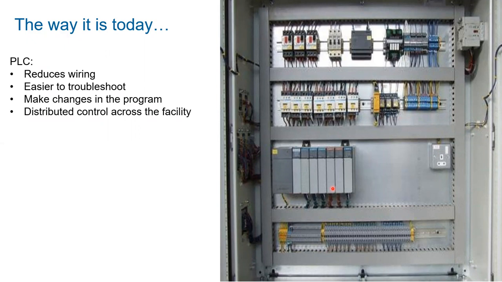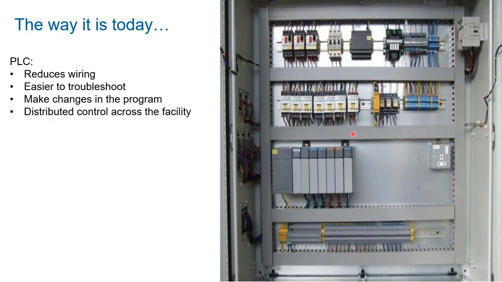The other items in the panel, this is terminal blocks. This is where your field wiring comes in. It helps make the transition from the wires coming into the panel easier, so you can bring them to the terminal block. And then from the terminal block, they fan out to all these devices in the panel.